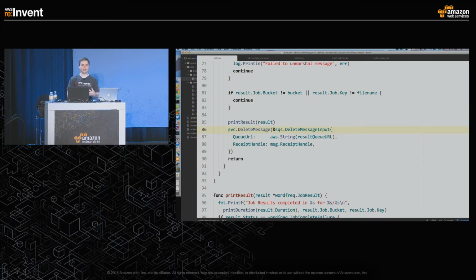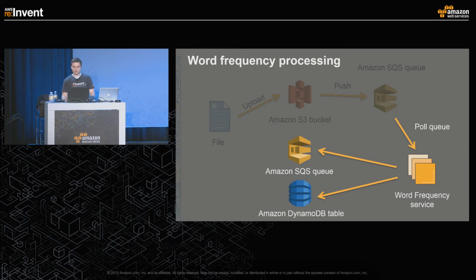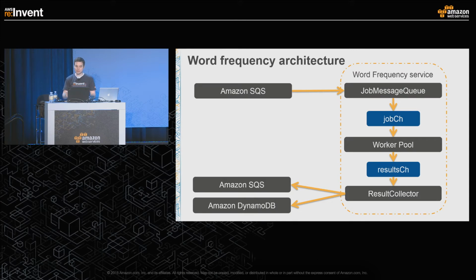It's just uploading a file to S3. We're polling the SQS queue. And now let's take a look at the next part of our application. So our file is now being uploaded, and we have put the file into S3. S3 then sent a message to the SQS queue, which we can now start polling. And we'll talk about the word frequency service that we will deploy to Amazon Elastic Beanstalk.